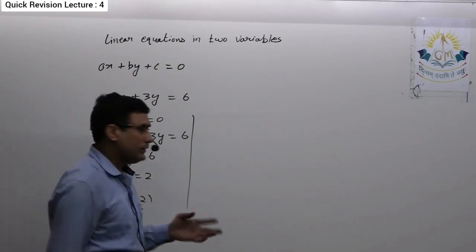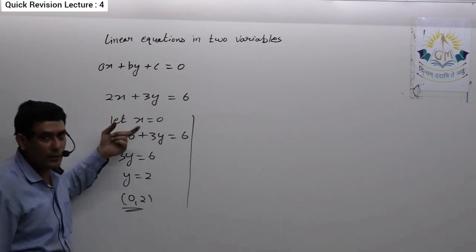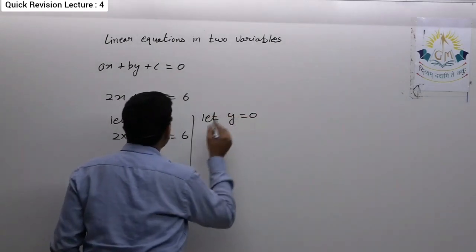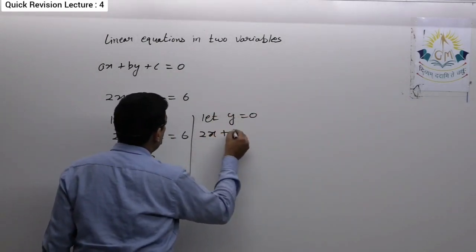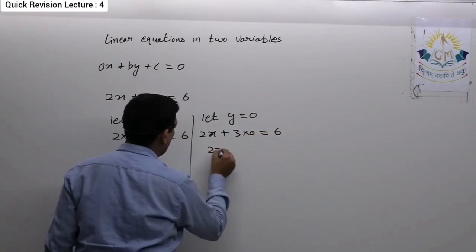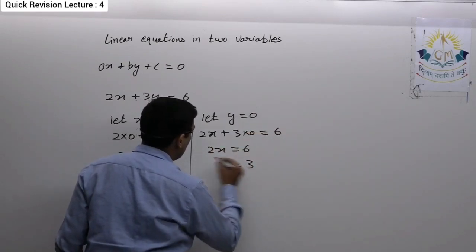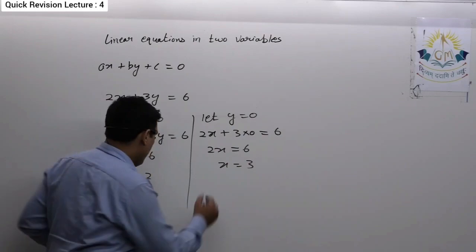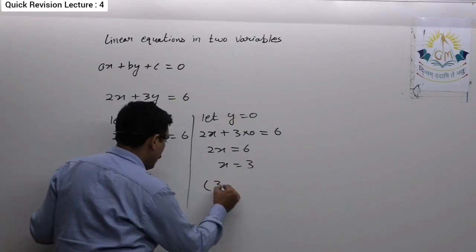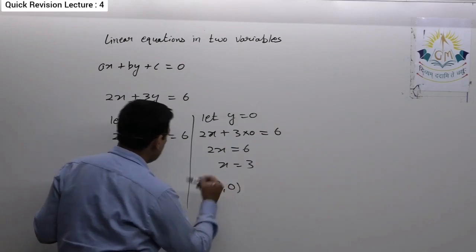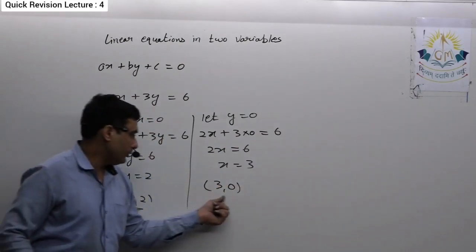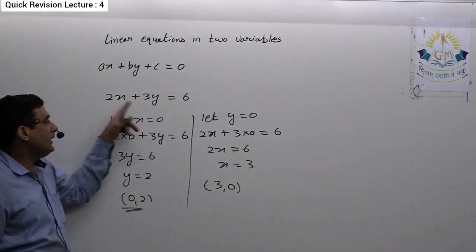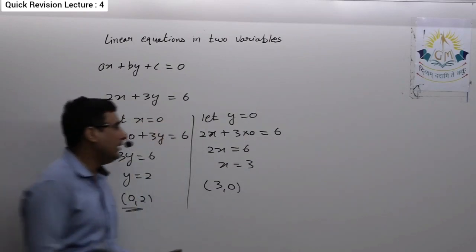I will give you one or two solutions. Generally we'll start with x equal to 0, then in the next solution we'll take y equal to 0. Let y equal to 0. So I will get 2x plus 3 into 0 is equal to 6, that is 2x is equal to 6, so x is equal to 3. Even though I kept the value of y and obtained the value of x, whenever I write the solution, I write the value of x first and then the value of y. So 3 comma 0 is the solution of the given equation. You can check it. If you put x equal to 3 and y equal to 0, left hand side and right hand side will be satisfied.